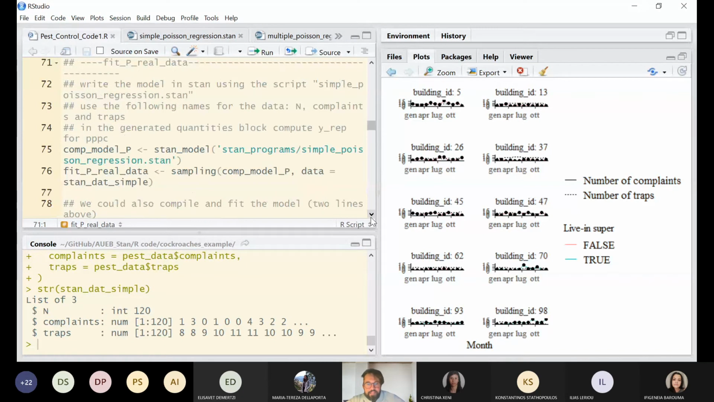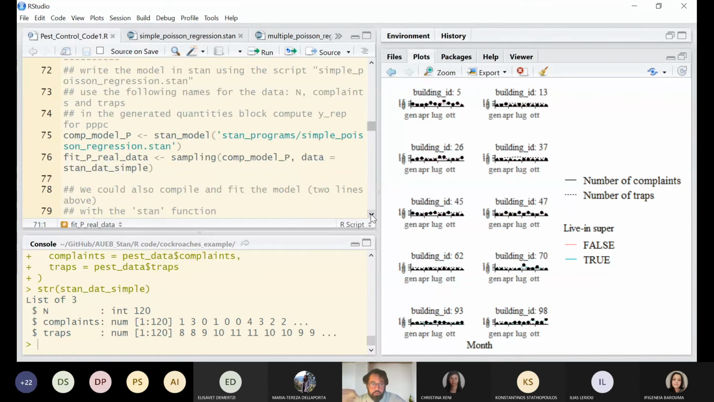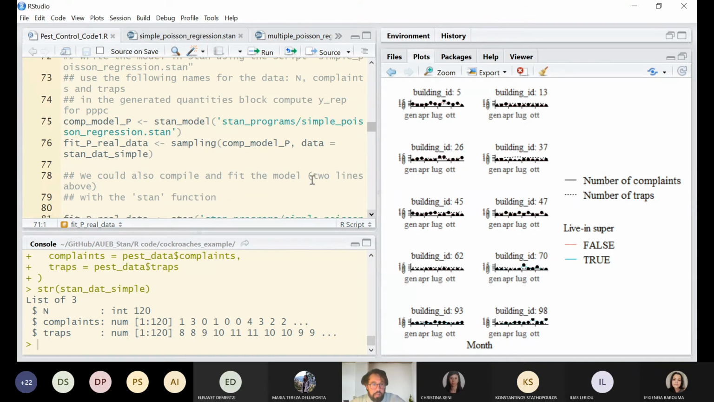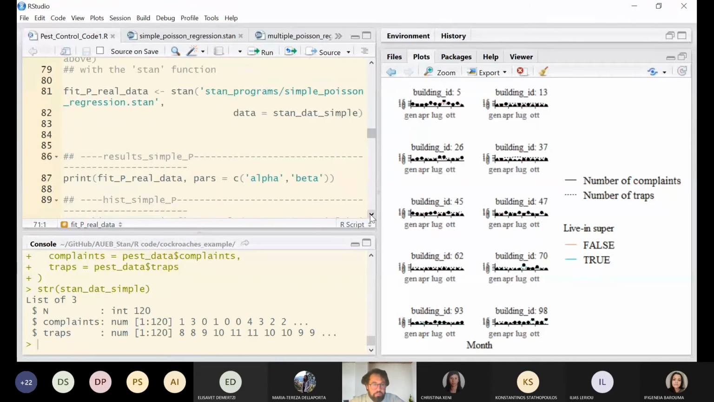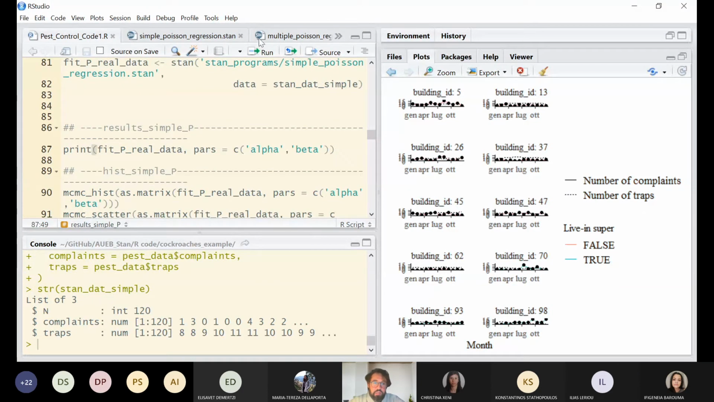Okay, so basically I already launched the code for the simple Poisson. You can find the code here. I'm not going to describe the code deeply because we do not have time. Let's go to see the estimates.